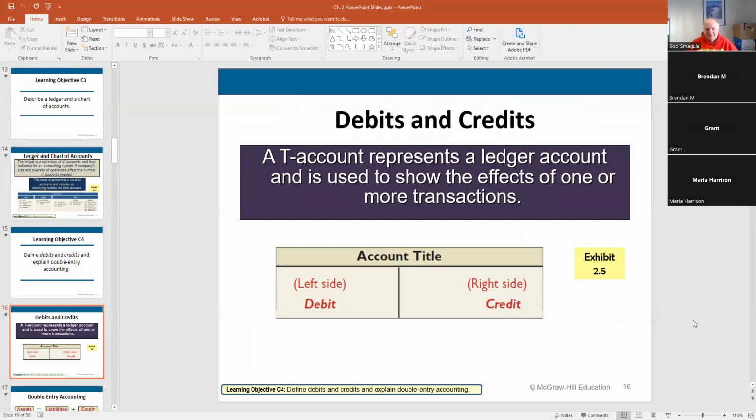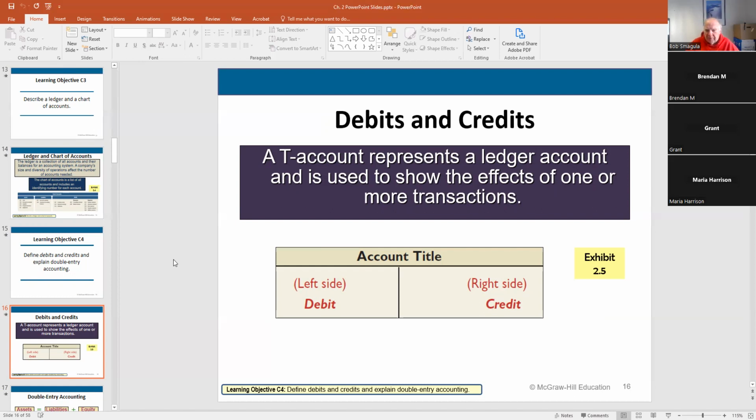Debits and credits. A T account represents a ledger account and is used to show the effects of one or more transactions. So what are we talking about here? Think of this T account, you can see the T, as your general ledger. And we're going to debit numbers into it, and we're going to credit. Debit, credit. All it means is left and right.